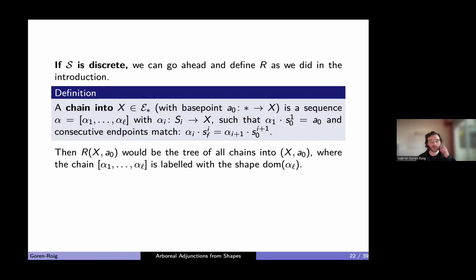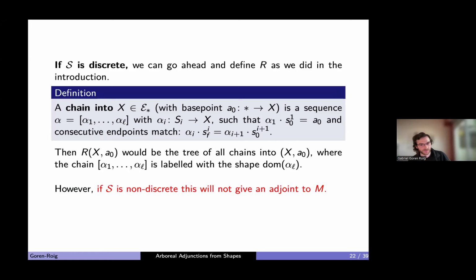The reason I say we would be almost done is that this functor R would just, from a given pointed object, construct a tree of all chains into it. And every chain is labeled with the shape that is the domain of the last morphism, just like I showed you in the introduction.